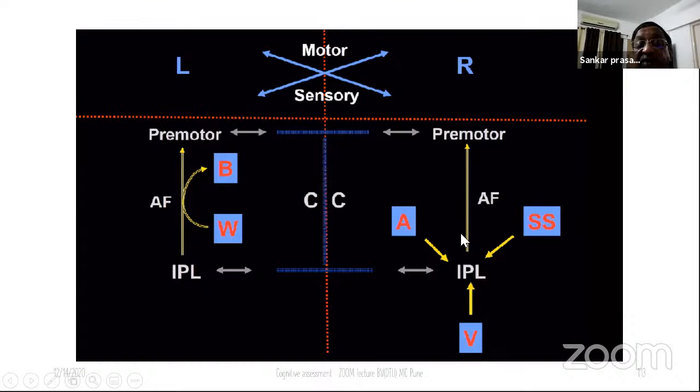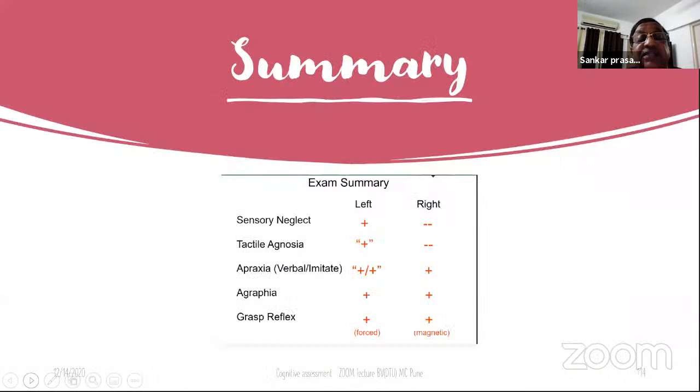This is the arcuate fasciculus from the inferior parietal lobule. So auditory and somatosensory inputs are coming in, and vision is coming into the inferior parietal lobe. This is the inferior parietal lobe on the left side, premotor. What's important is that in this disorder, any disconnection will give rise to various deficits like sensory neglect, tactile agnosia, apraxia, agraphia, grasp reflex. These are all seen on the left side.